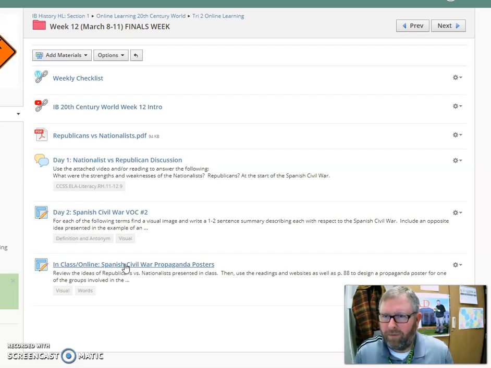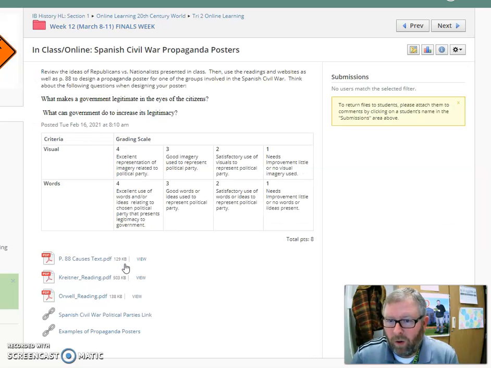Now, the other thing I want you to do to extend this basic understanding of the combatants is a formative assignment that's kind of fun, creating our own propaganda posters. Because you are going to be in class this week, my hope is that you can actually physically sit here and make these during class. There are some readings that you can use for this, and then there's a link and some examples of posters.